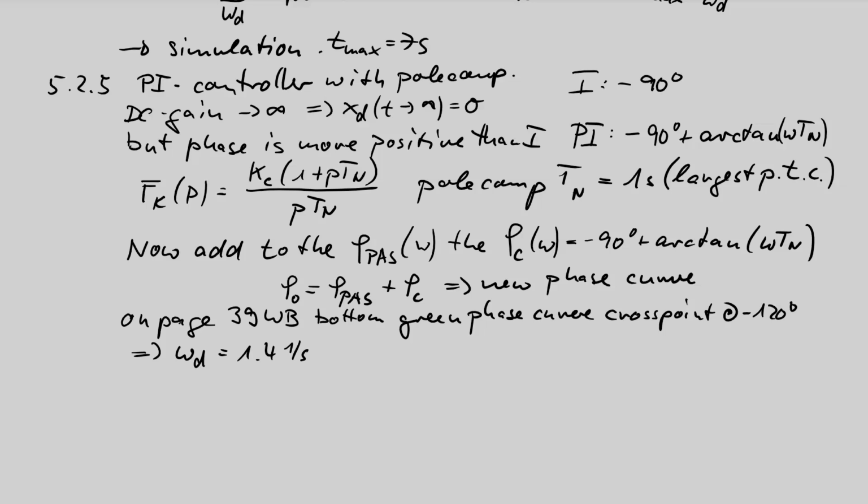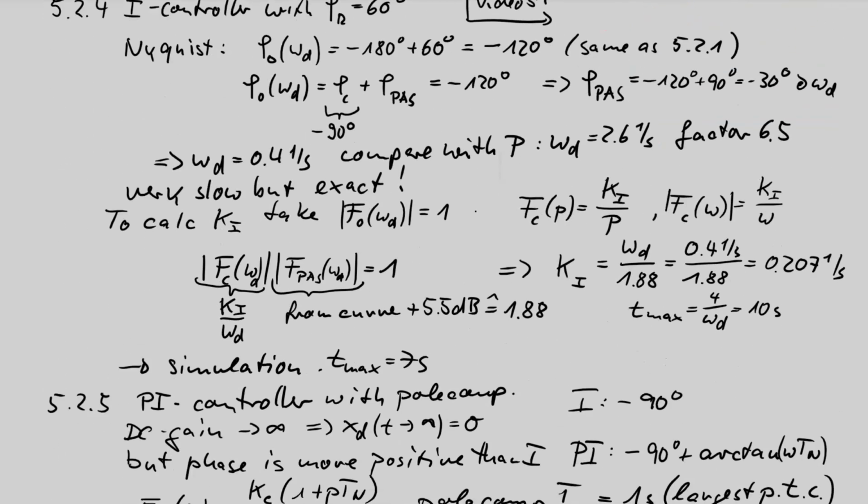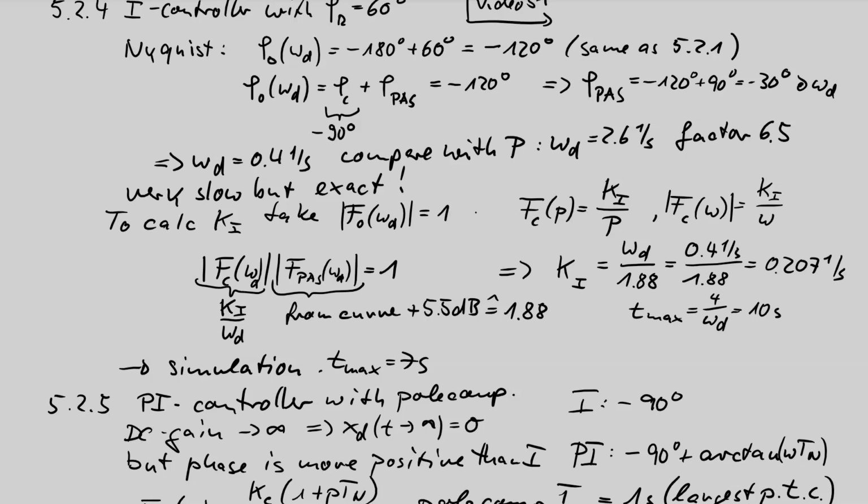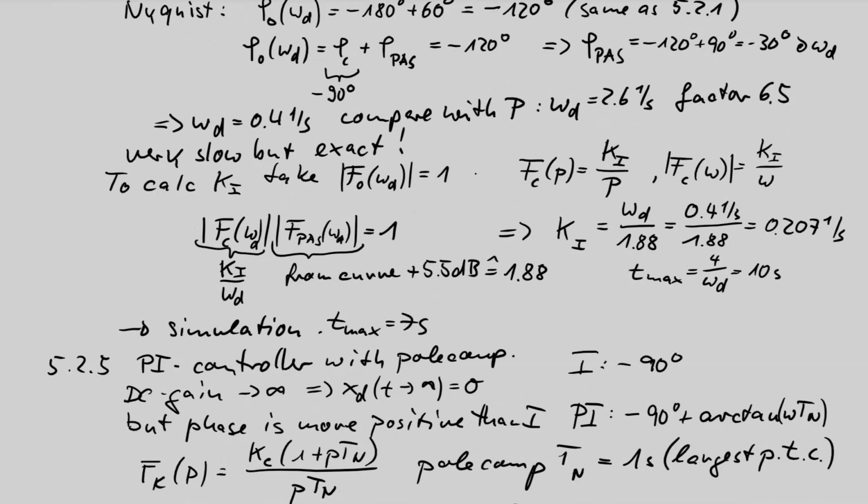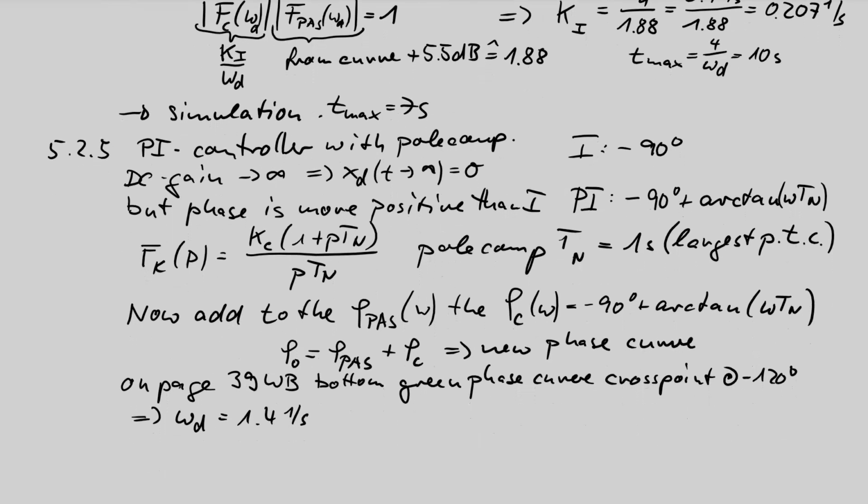1.4 per second. If we compare this value with the I controller, where is the value? The I controller omega d value is 0.4. Yeah, the P controller 2.6, I 0.4, now PI 1.4. This is a factor 3.5 faster than I block with the same accuracy. That means, yeah, my PI is just better.